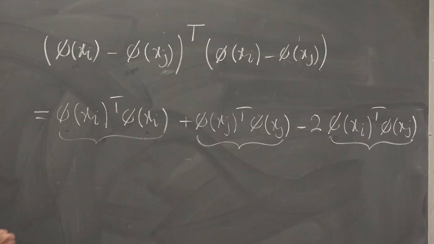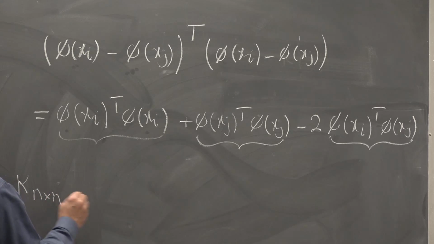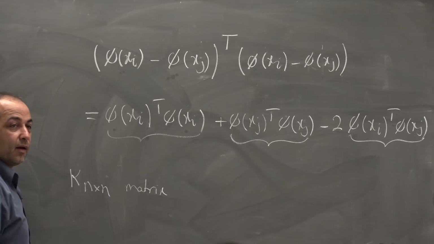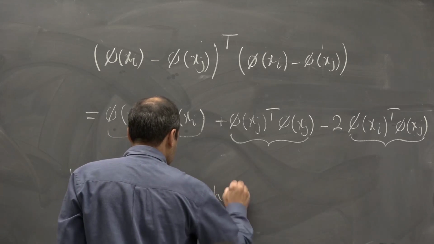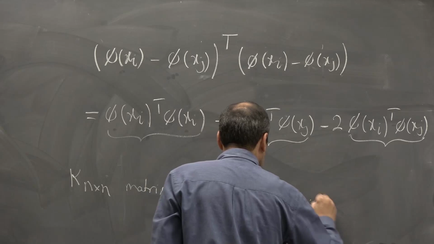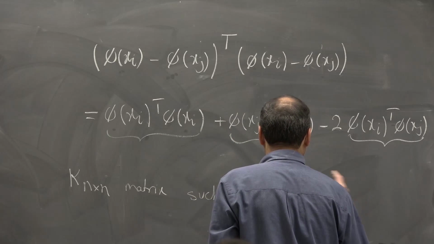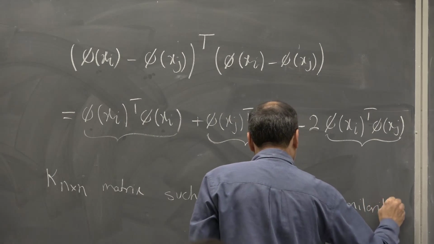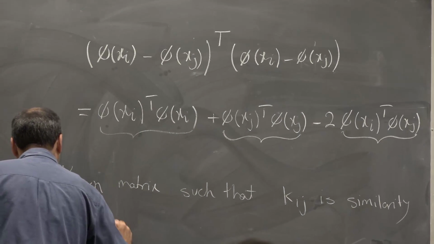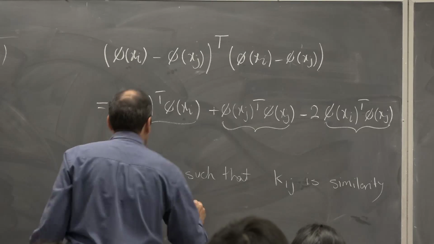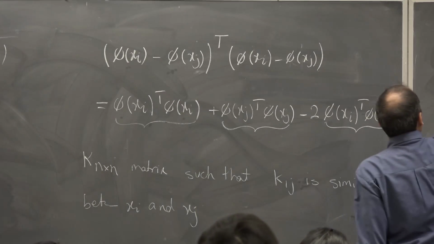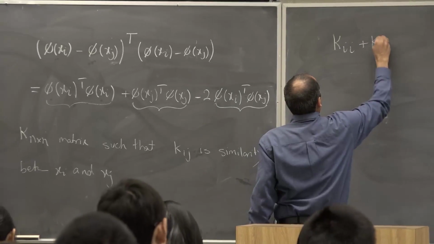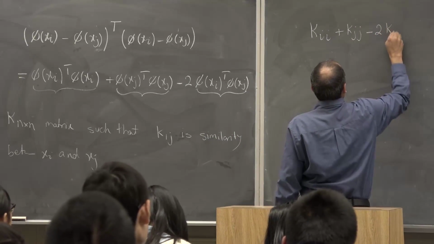In fact, if I have K as an n by n matrix such that Kij is the similarity between xi and xj, this expression here is simply going to be Kii plus Kjj minus 2 Kij.